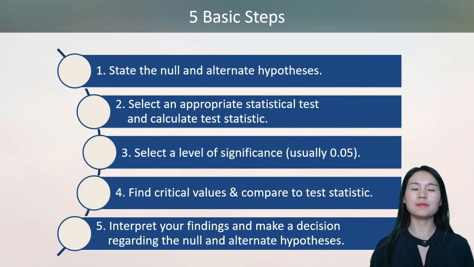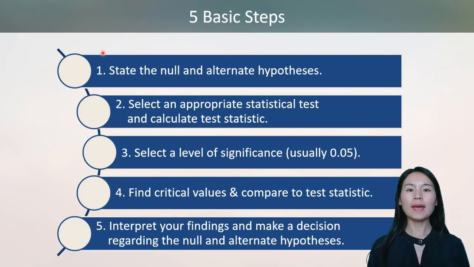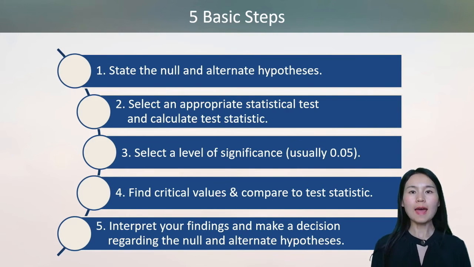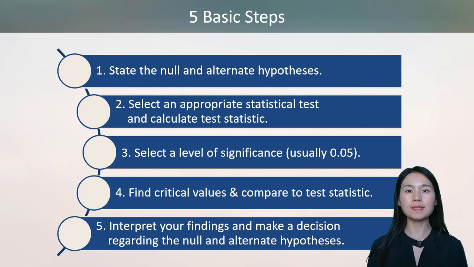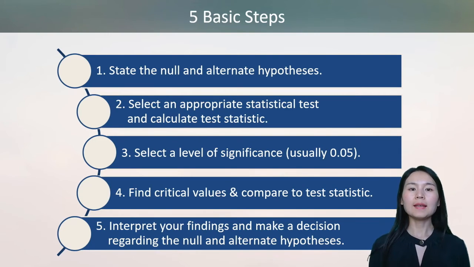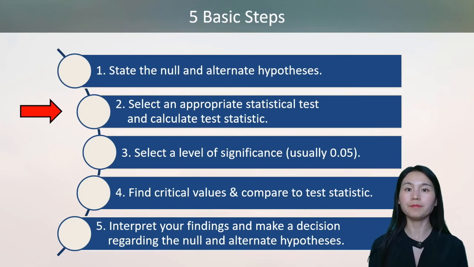These are the 5 basic steps. The first step is to state the null and alternate hypotheses. Then, select an appropriate statistical test and calculate the test statistic. The third step is to select a level of significance. We usually use 0.05, but according to your research question or the context, you may set another significance level. The fourth step is to find the critical value and compare it to the test statistic. And finally, you can interpret your findings based on these results and make a decision regarding the null and alternate hypotheses. And first, let's take a detailed look at the appropriate statistical tests that can be chosen from.